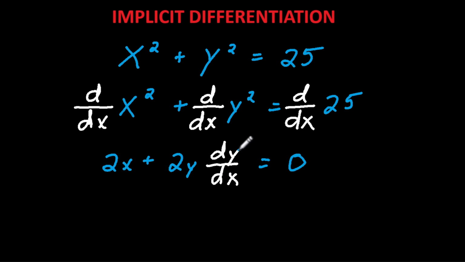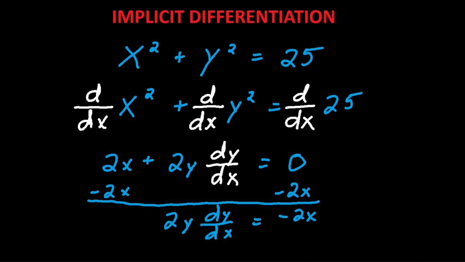Since what we're trying to do is find the derivative of y with respect to x, I need to move all of this to the other side. I start by subtracting 2x from both sides. Then I'm going to divide both sides by 2y. And then once we simplify, we get minus x over y. So this is our final answer.